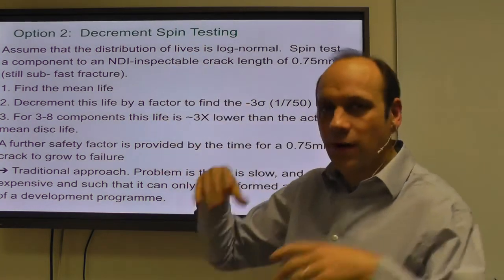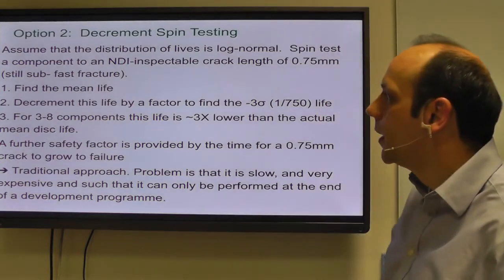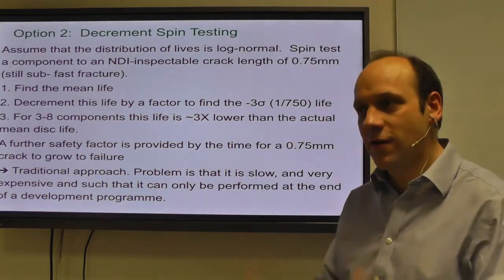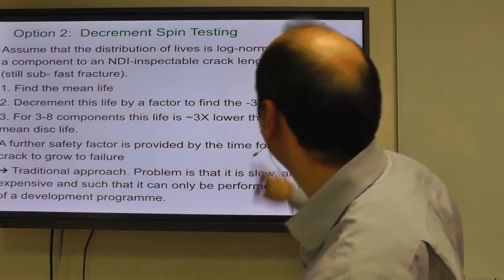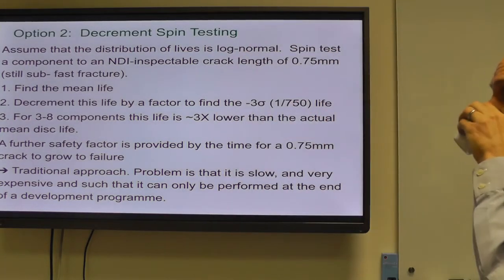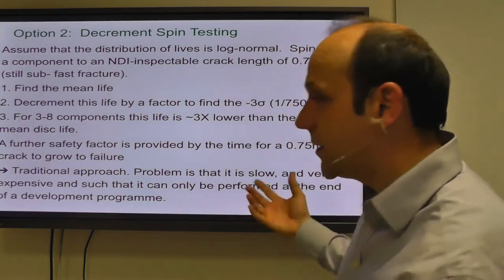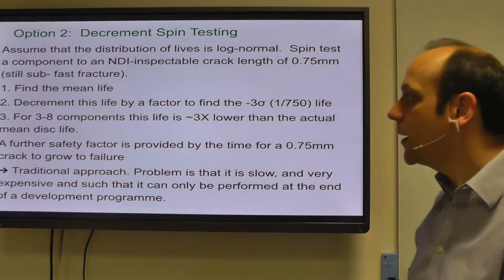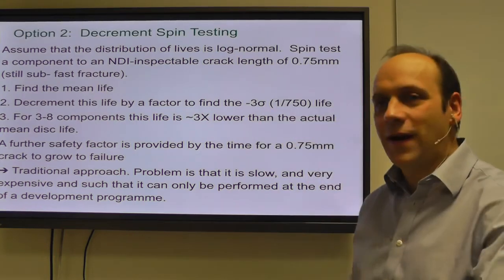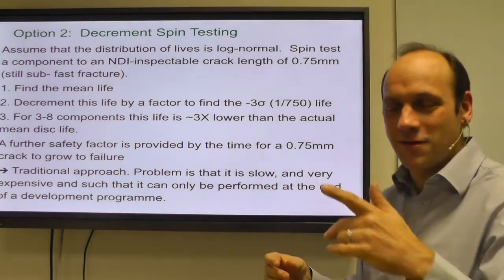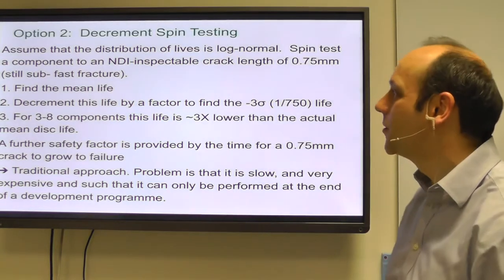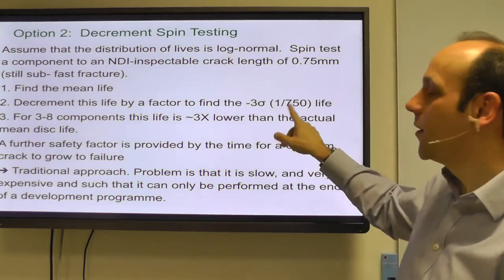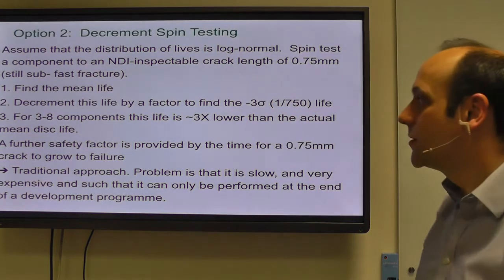So if you assume that the life distribution is log normal, and you spin test a component until you get to a crack length that you can find by non-destructive inspection, about 0.75 millimeter. Do that 6 or 8 times till you find a mean and a standard deviation for the life to that crack length. You can then decrement that by a factor of 3 sigma. If you know the uncertainty and the average, the mean, you can find the minus 3 sigma life, which if it's a log normal distribution of lives will be the 1 in 750 chance of failure.